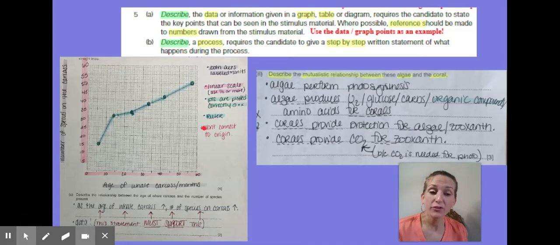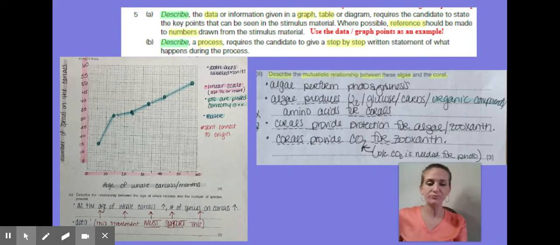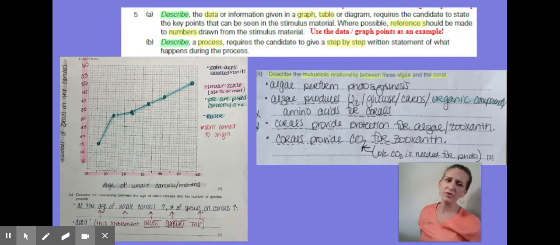So describe. Describe is a big one. Describe and explain are big ones. Describe, you're going to see so much, I know specifically in the Marine class, with data. Describe is really heavy too in environmental, but it's more so of processes. But really a lot with data.